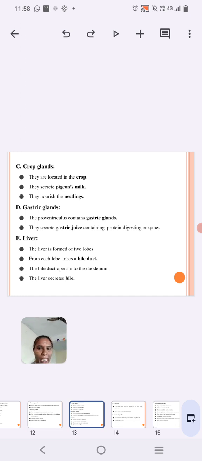The next one is the gastric gland. The proventriculus contains the gastric glands. They secrete gastric juice containing protein digestive enzymes like pepsin, renin, protease, like that.